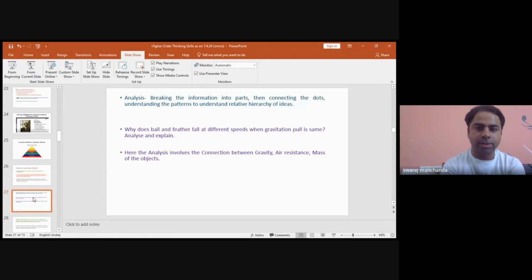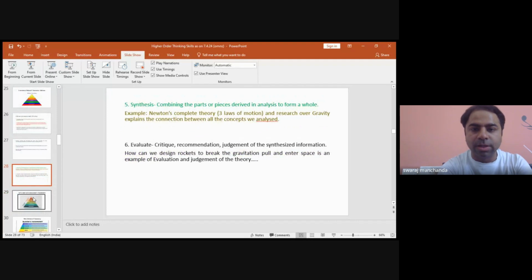You have projectors, you have IT equipment. You can simply show them in the form of video if you can't do it in the class. One lecture is required per week for these things in order to revise it. Synthesis: now you combine the information to make it a whole, like Newton's complete theory of gravity. And then we evaluate, we critique, we judge the synthesized information. How can we design rockets to break the gravity? When this question came up, this was based on critique and judgment of gravitational pull.